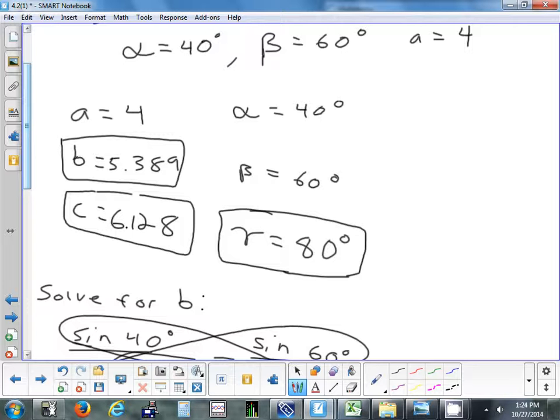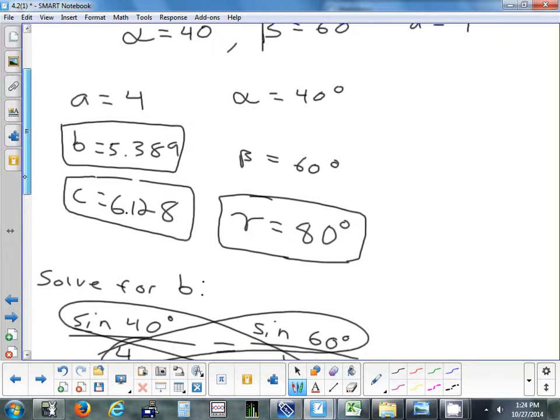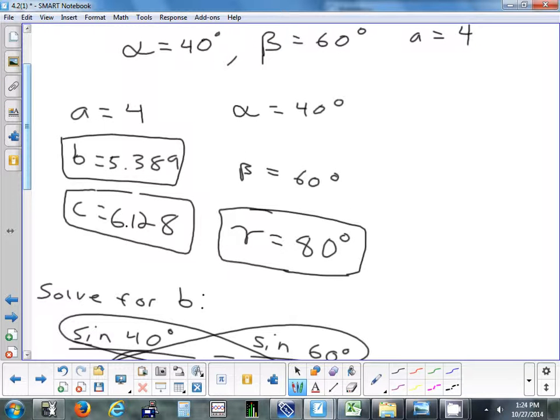All right, but those are a couple things I usually check just to quickly see if I made a really obvious mistake. If I made like a rounding mistake, that's not going to find that error. But that's it. That's a law of sines problem. Any questions on that?